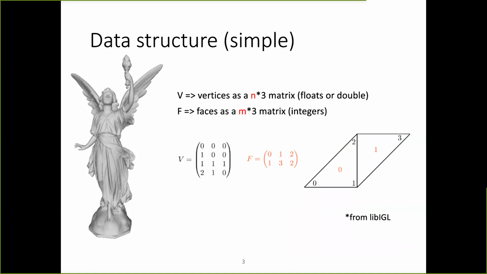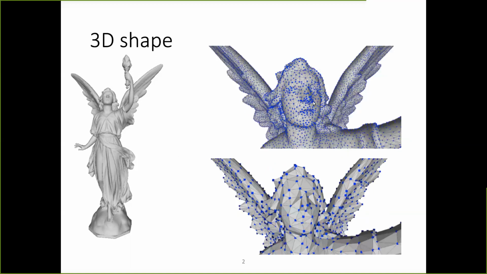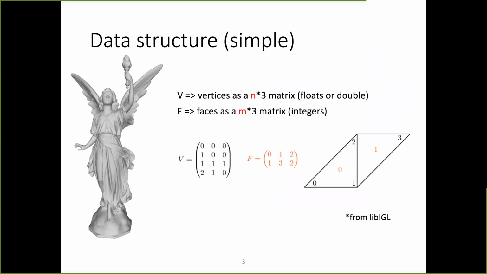But you can just represent it like this. You have a set of vertices that would be an n by 3 matrix, so x, y, z for each of the n points represented on the surface. Similarly, you need another matrix of integers, and you would have m of them for your number of triangles, and they refer to which vertices form each triangle. For example, 0, 1, 2 would be vertex number 0, vertex number 1, and vertex number 2, and that forms one triangle.